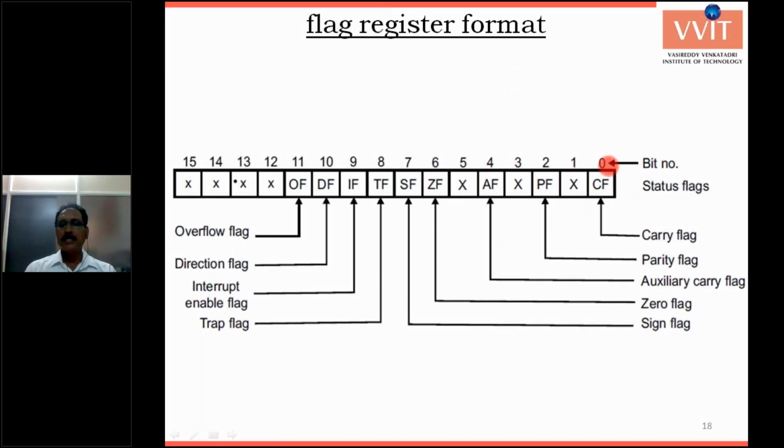There are 16 bits, starting from bit number 0 and ending at bit number 15. These flags are ordered flags. Ordered means the position is fixed, there is no change of the position. The first position is indicated for the carry flag.